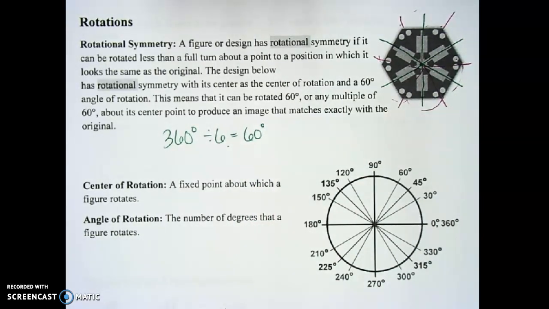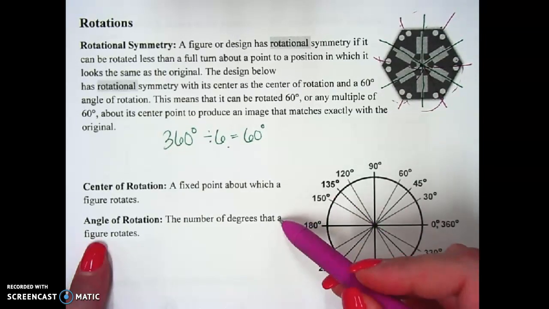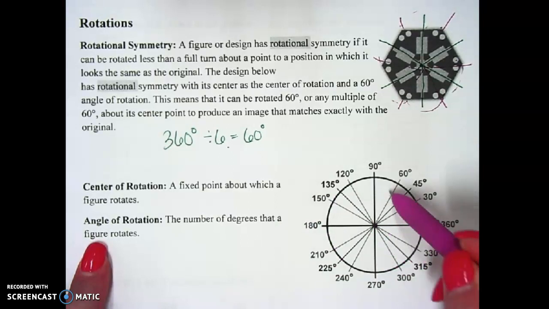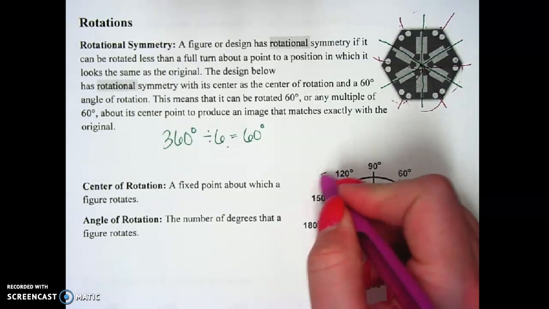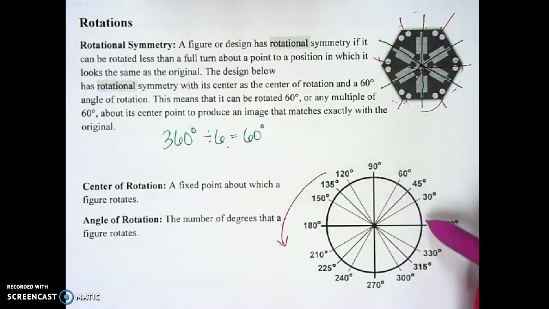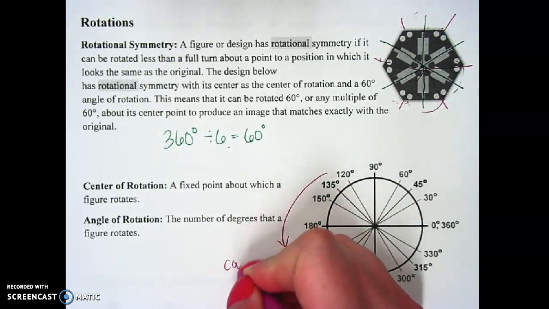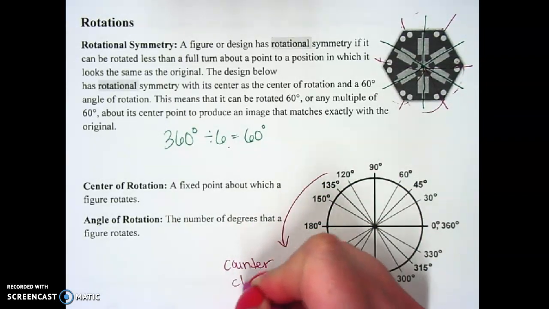Another thing to keep in mind: the center of rotation is where I'm turning it around. The number of degrees is how much I'm spinning it. And if you go this way, that is opposite the way of the hands of a clock. So they went 30, 45, 60, spinning it this way. We would call that counterclockwise.